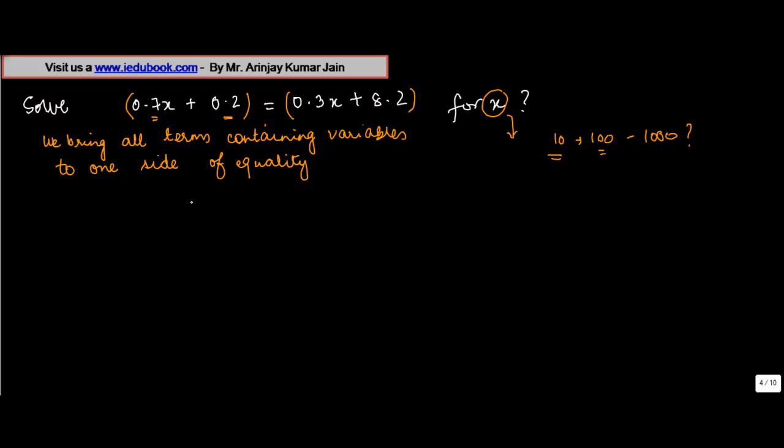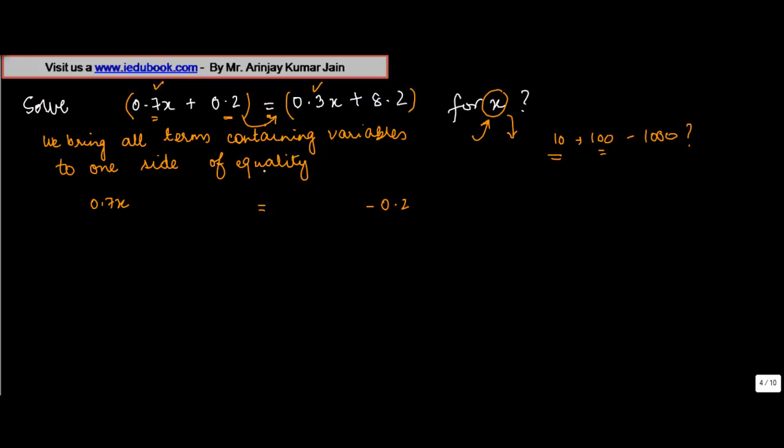Okay, now what does this mean? This means that all the terms which are dependent on this unknown quantity x have to be brought to one side of this equation. So which are these terms? We have 0.7x, okay, then we have plus 0.2. This does not contain x, so I can take it to the other side. As I move it to the other side of the equality, I know the sign will change, so minus 0.2. Then we have 0.3x.